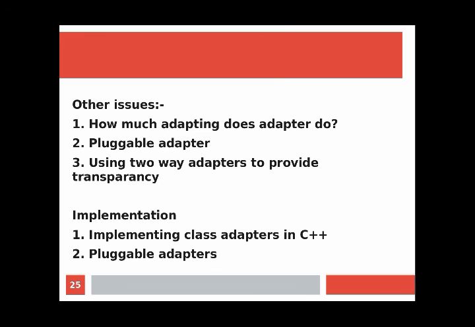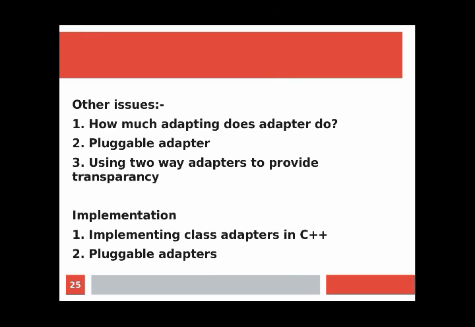A potential problem with adapters is that they aren't transparent to all clients. An adapted object no longer conforms to the adaptee interface, so it can't be used as is wherever an adaptee object can. Two-way adapters can provide such transparency. They are useful when two different clients need to view an object differently.